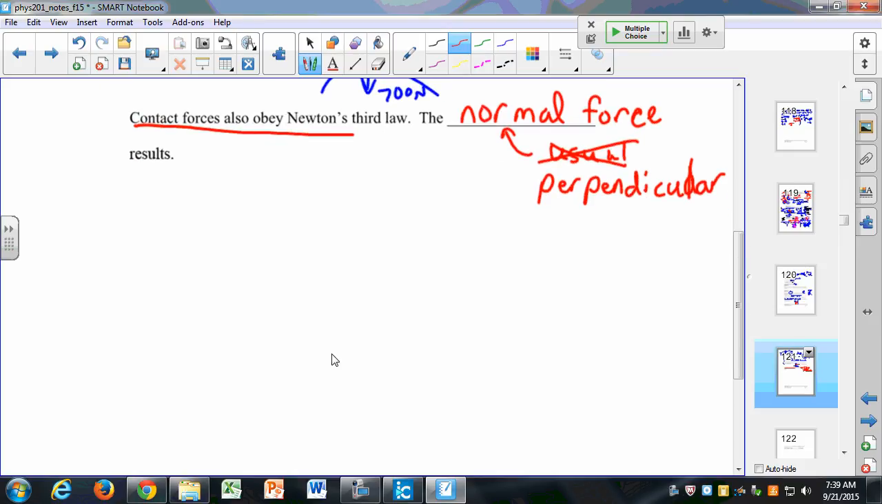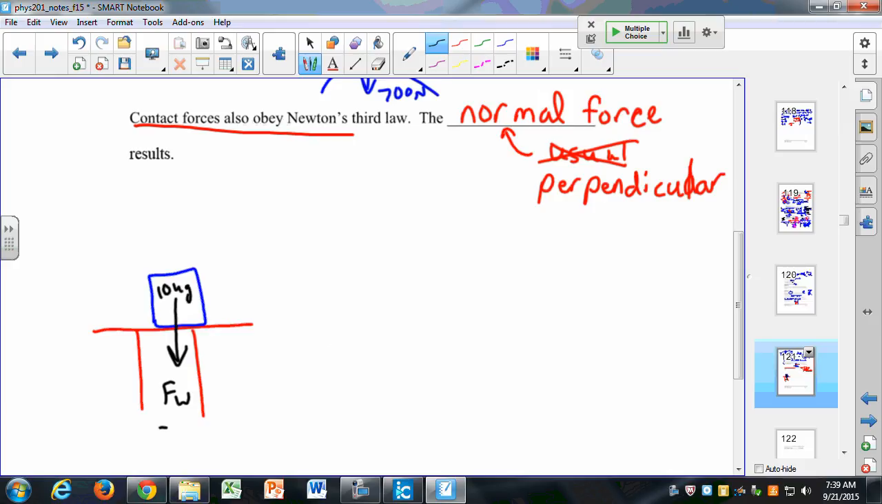So for example, if we have an object on a table like this, there is a force due to weight that's acting on the object. That's just the weight of the object, the mass times the gravity. Let's say that it's 10 kilograms. That means that the force weight is 100 newtons, 10 times 10 meters per second squared. And the normal force, as a result, is also 100 newtons.